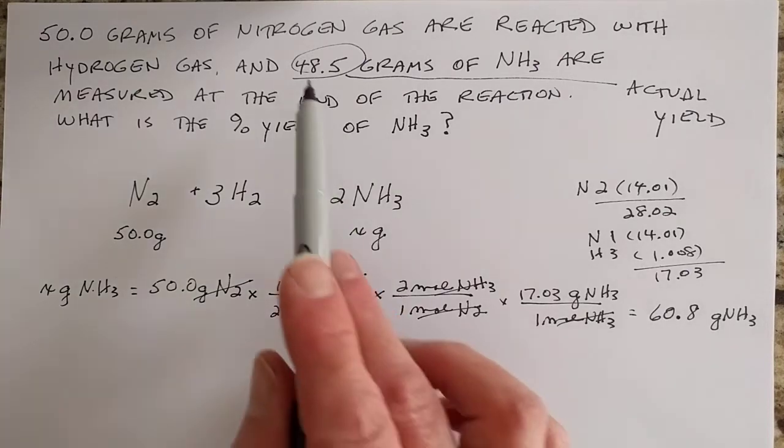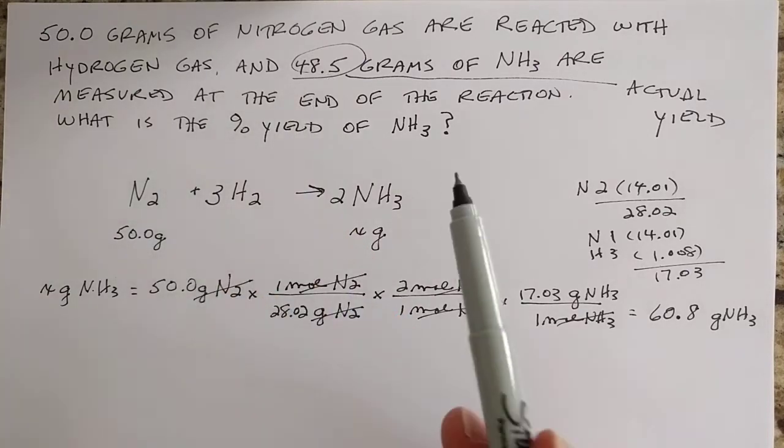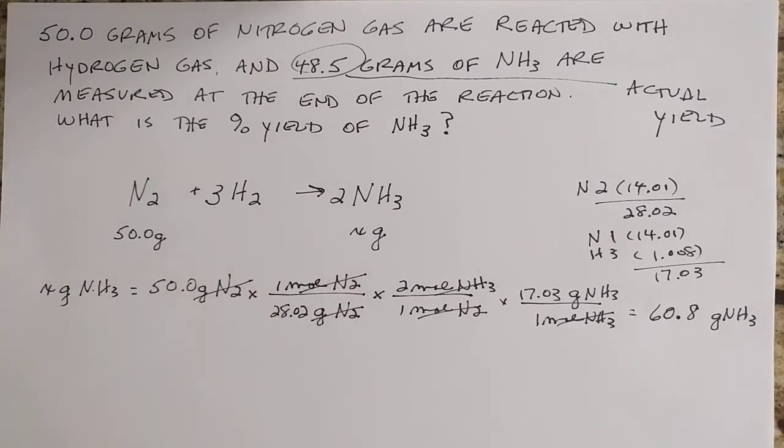But we didn't get that much. We only got 48.5. And there's a lot of reasons that can happen. Maybe some gases escaped. Sometimes you get byproducts. Lots of things contribute to the error.